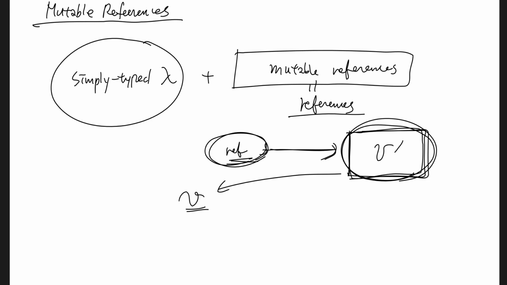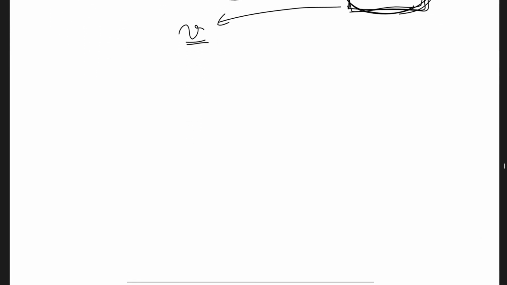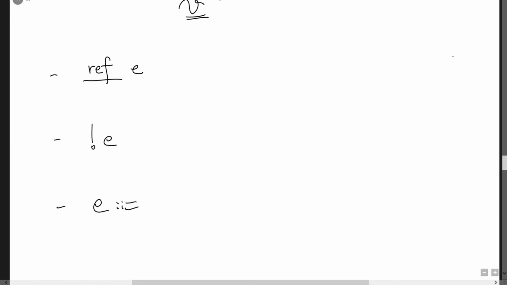So let's start with the language constructs for mutable references and see how these new constructs work informally. We'd like to introduce three new constructs. First, ref E, where ref is the keyword. Second, bang E for dereferencing. And third, a new construct for update or assignment, E colon equal E prime.